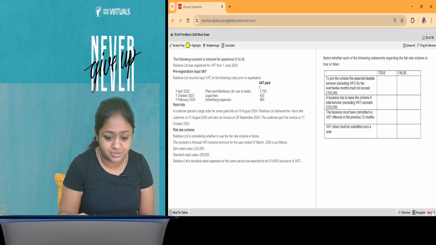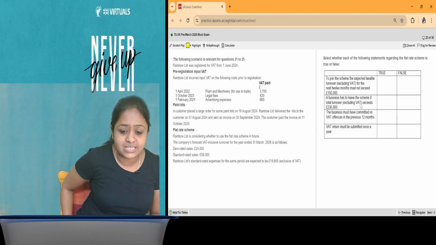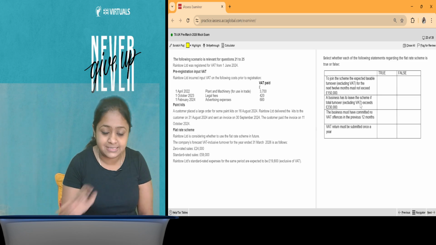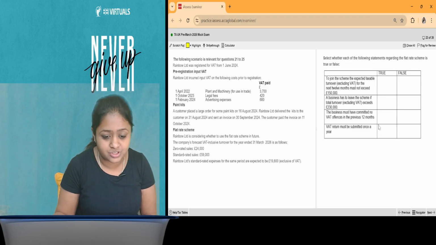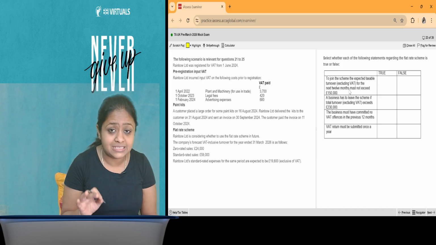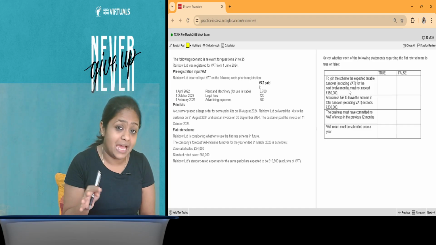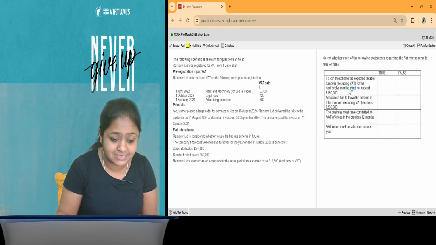Quick and easy questions. Okay, the next one. Select whether each of the following statements regarding the flat rate scheme is true or not. It's a general question, so we don't have to read the data. To join the scheme, the expected taxable turnover excluding VAT for the next 12 months must not exceed 150,000. Yes. When we do the calculations, we take including VAT, but when we see the criteria, we take excluding VAT. Yes, it is true.